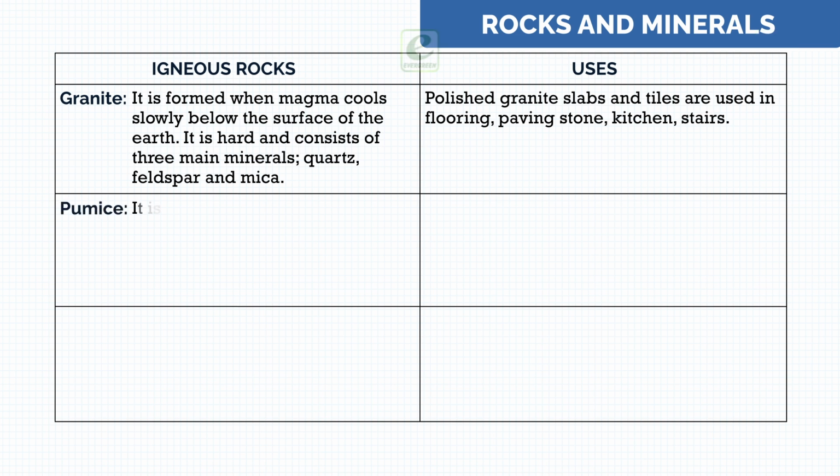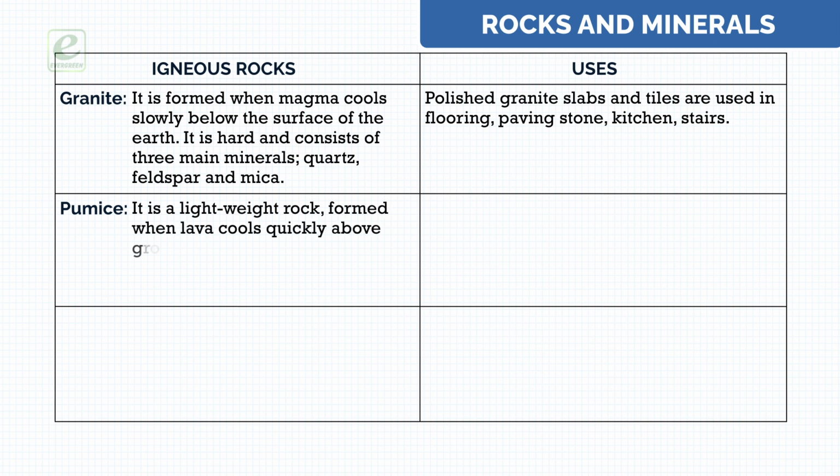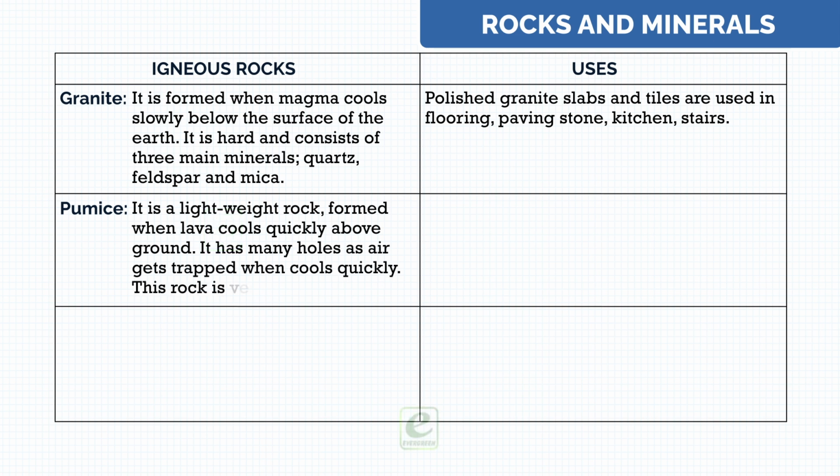Pumice. It is a lightweight rock formed when lava cools quickly above ground. It has many holes as air gets trapped when it cools quickly. This rock is very light. Used as a scrub for the feet.